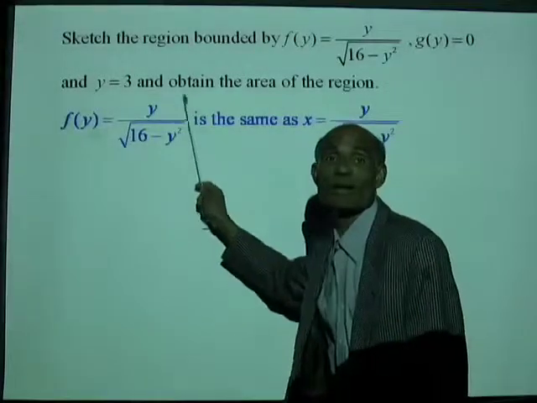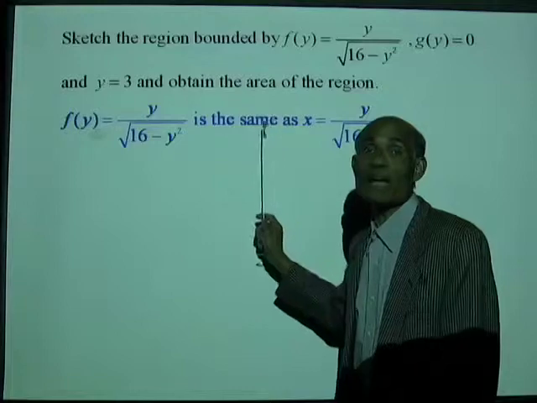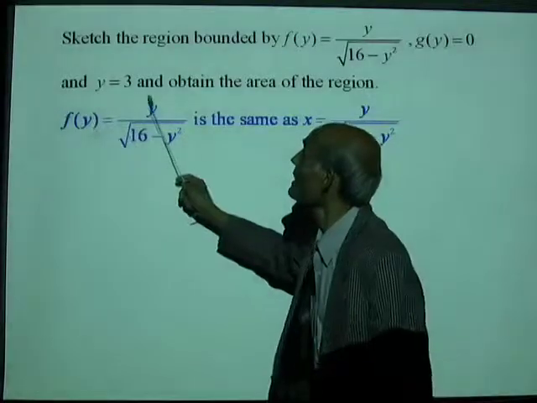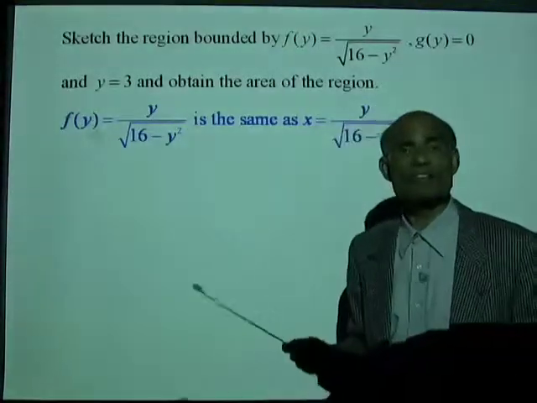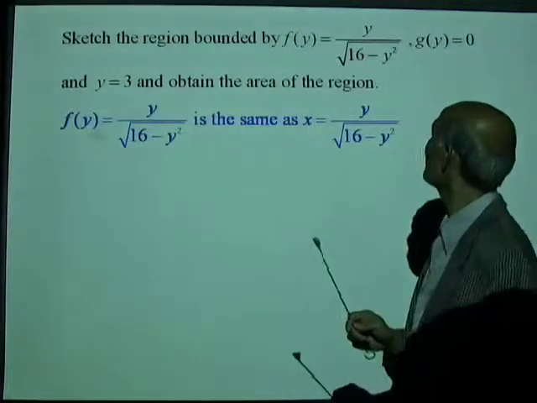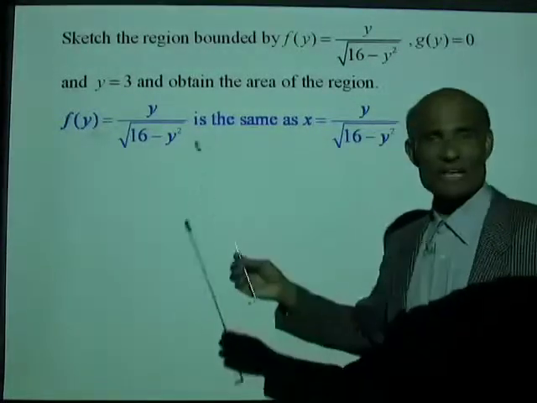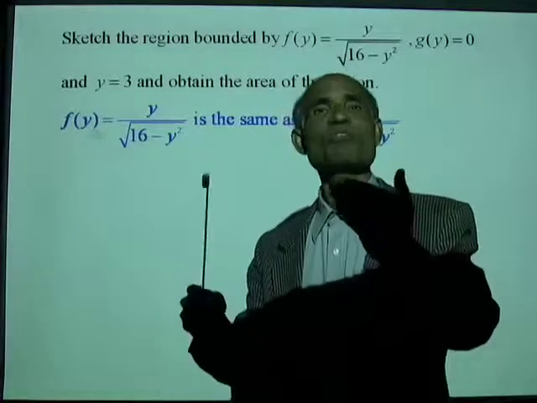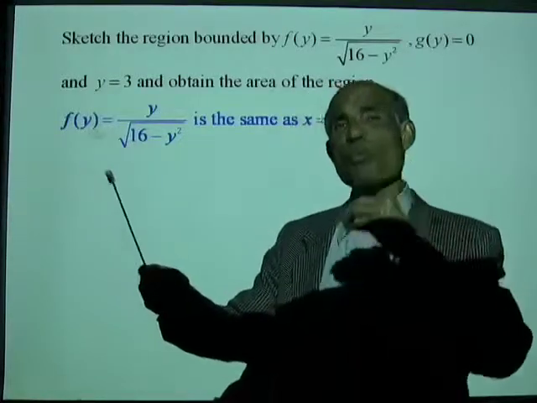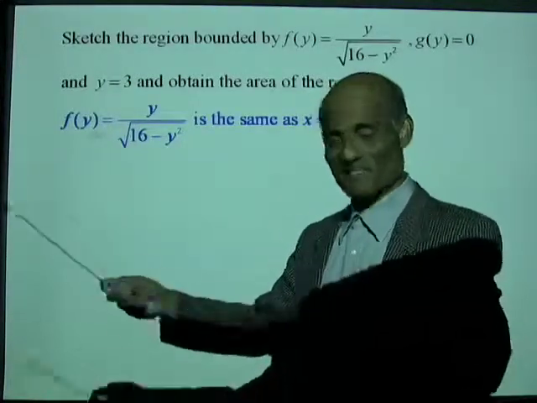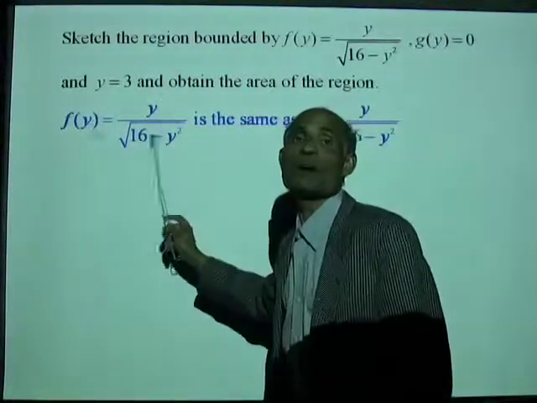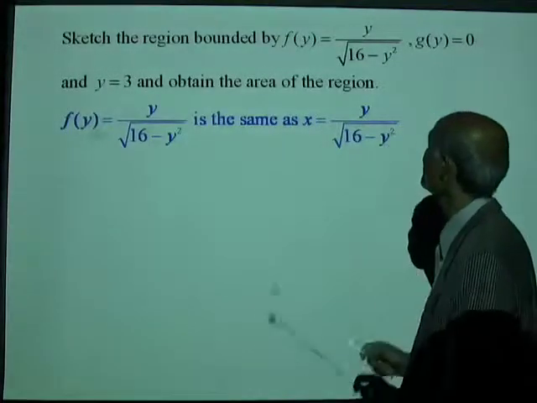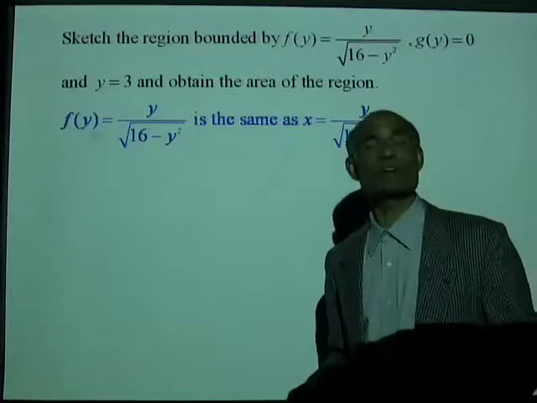So your f of y is this. Now we said f of y equal to y over square root 16 minus y squared is actually the same as x equal to y over square root 16 minus y squared. I just told you that earlier. In other words, f of x equal to 5x plus 2 is the same as y equal to 5x plus 2. In the same way, f of y equal to y over square root 16 minus y squared is the same as x equal to y over square root 16 minus y squared.